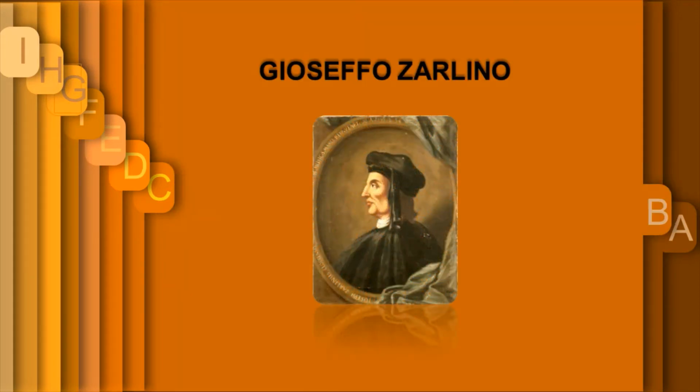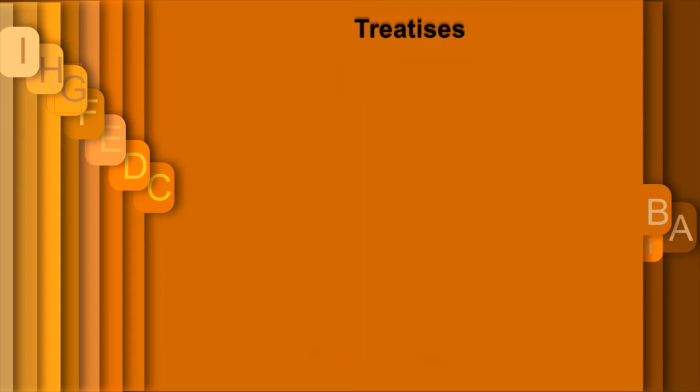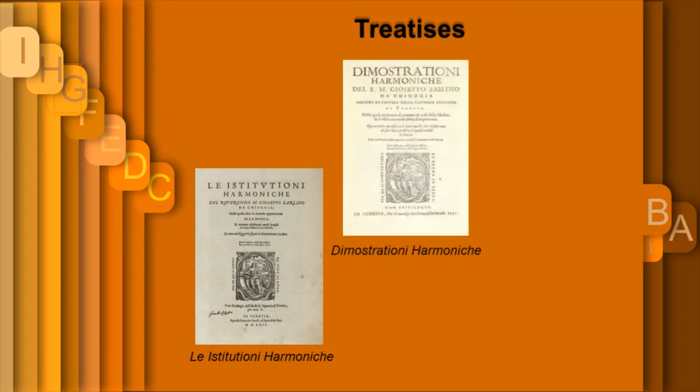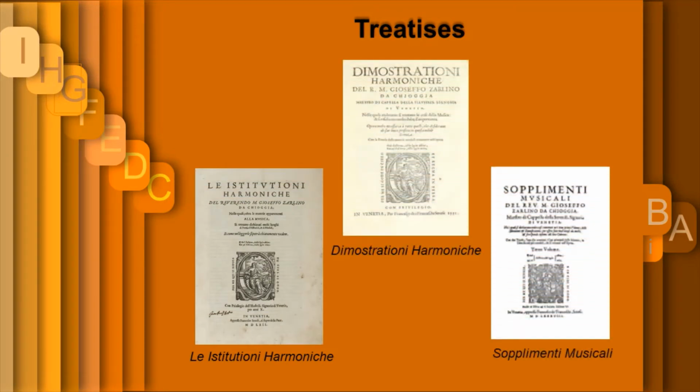Zarlino is an Italian music theorist and composer of the Renaissance. He composed three treatises: Le Istituzioni Armoniche, Dimostrazioni Armoniche, and Supplementi Musicali. The first treatise, Le Istituzioni Armoniche, written in 1558, is one of the most influential music theory treatises. It contains the most comprehensive exposition of contrapuntal principles produced up to that time.